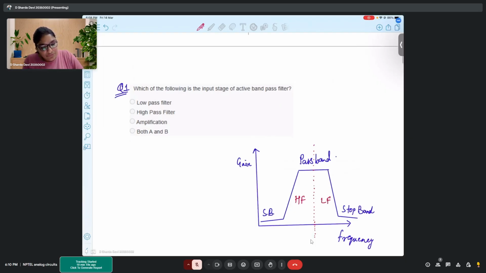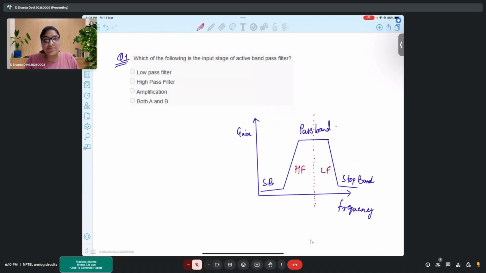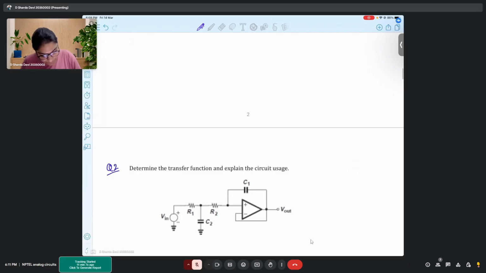So which of the following is the input stage of an active band pass filter? We can see that first we would need a high pass filter, then followed by a low pass filter, right? Now moving on to the next problem.